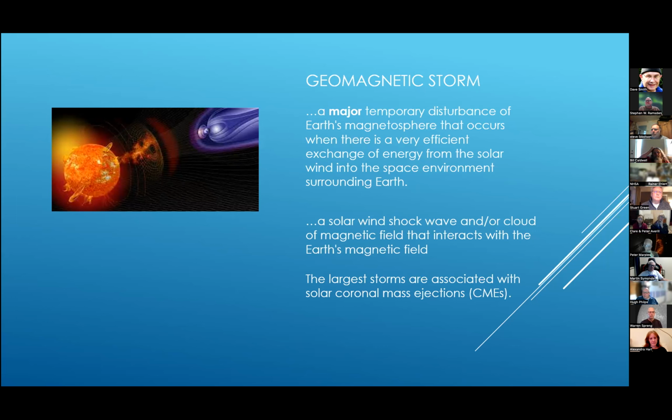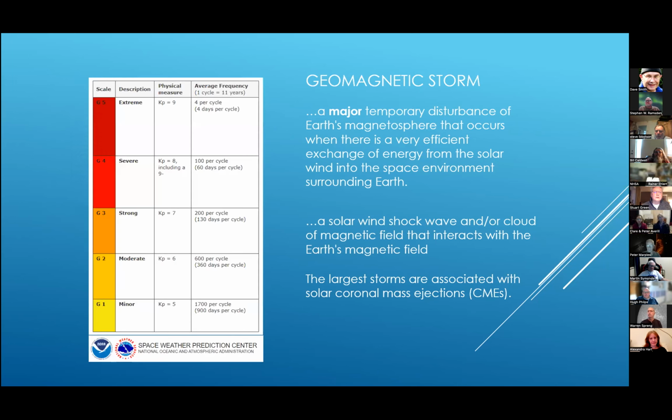I think we all know the origins of CMEs and so on. But again, the strength of the geomagnetic storm depends on the characteristics that I've described. So you get very powerful ones or weak ones, depending on the magnetic orientation and velocity and so on.